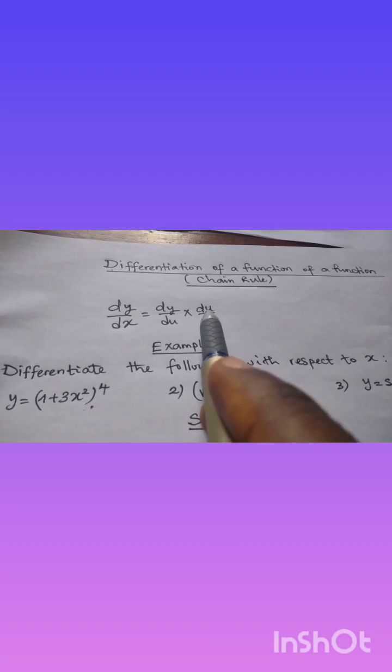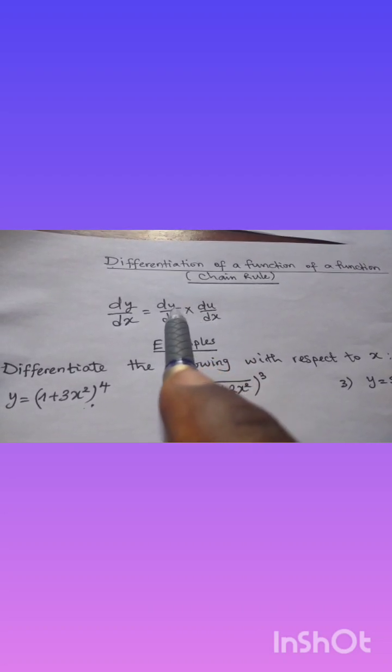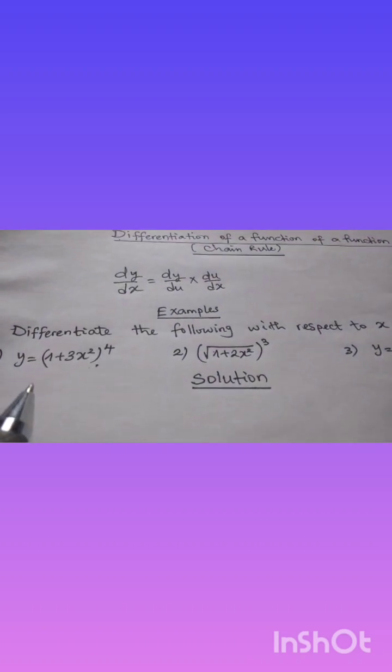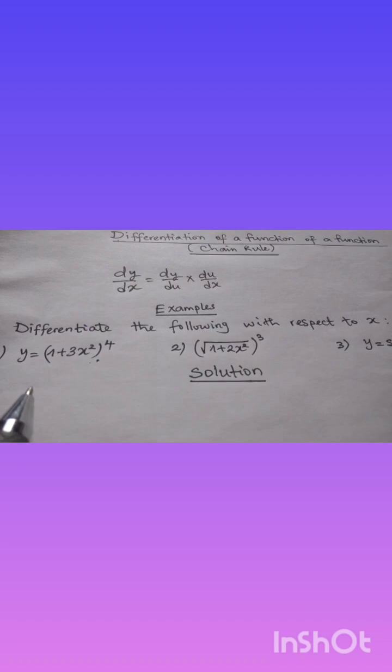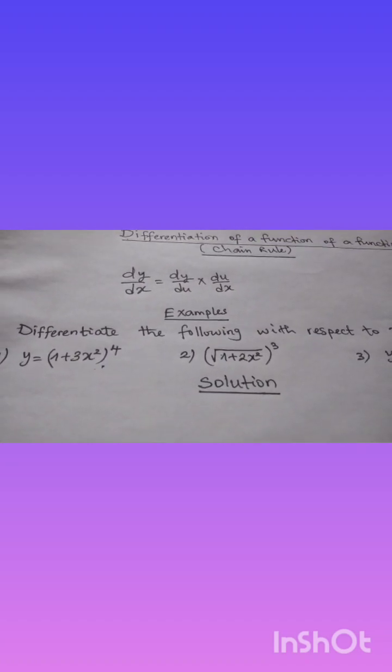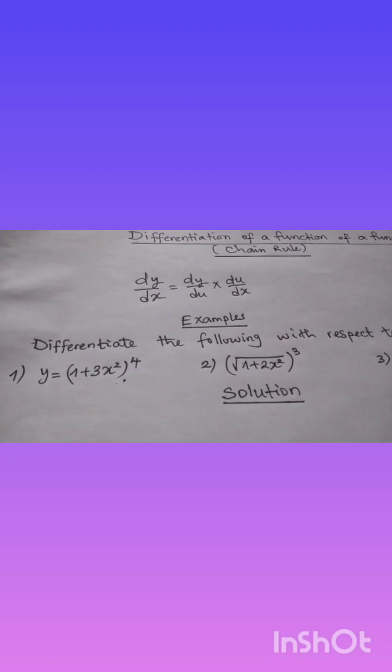When you use it, it means you let the main function inside the power, let's say the base, to be u, and you obtain dy/du, you obtain du/dx. Your dy/dx will be dy/du times du/dx. Now let's apply it here. Differentiate the following with respect to x. Let's apply it here.